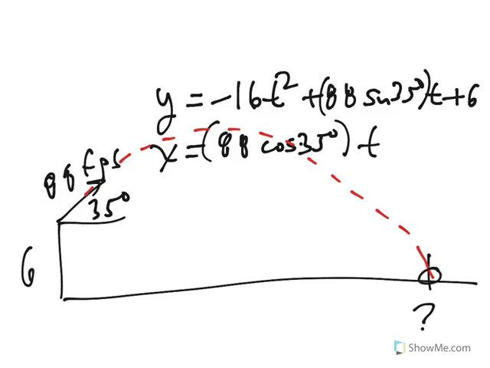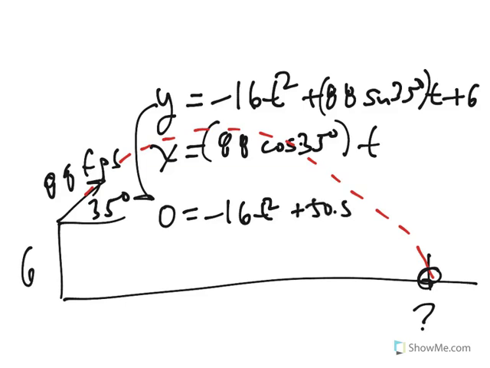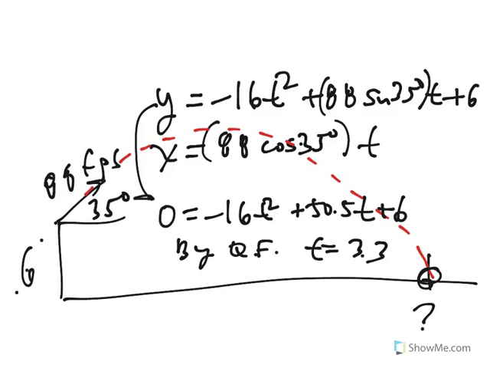When it does land, the y value will be 0. So by plugging 0 in for y here, minus 16t squared, this whole thing, 88 sine 35, is about 50.5. And then if you do the quadratic formula, which I'm not going to do out, I'll just tell you, you would get t equals 3.3. Then you'd also get something negative, which would be like if you went back here, which isn't going to happen. So 3.3 is the amount of time that passes until it lands.